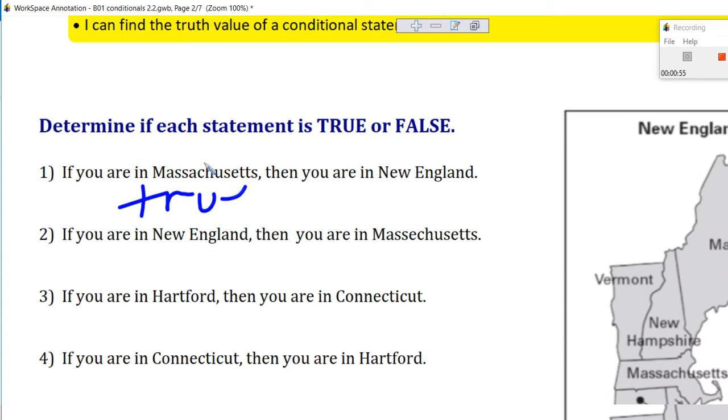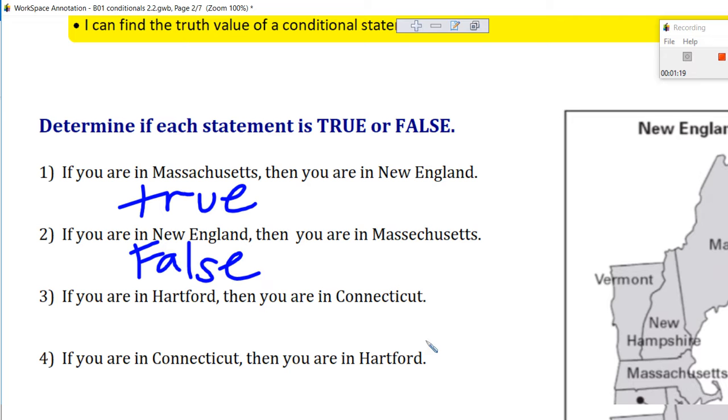If you are in New England, then you are in Massachusetts. This is not necessarily true. So we're going to call that false, even though it could be. But you could also be in Maine. You could also be in Vermont. You don't necessarily have to be in Massachusetts. That's why this is a false statement, something that isn't always true.